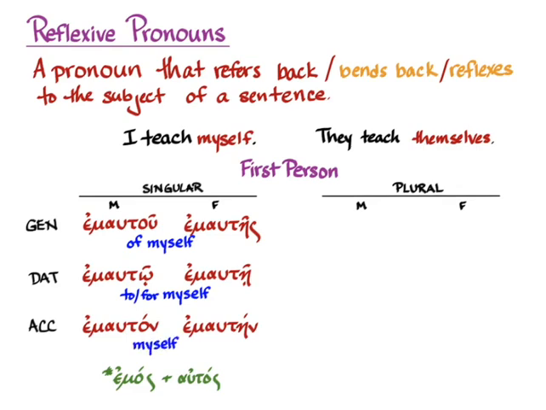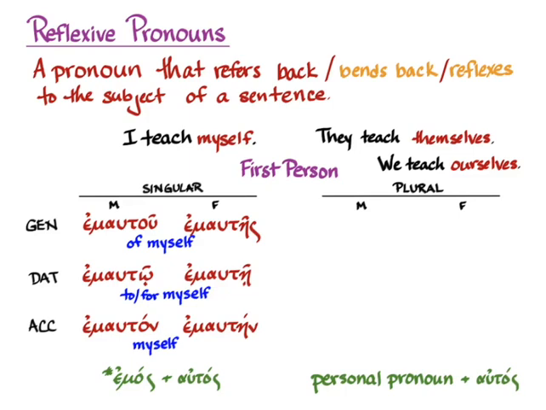Now let's start thinking about the plural. So here what we're trying to do is correct, we can't say we teach us, we have to say we teach ourselves. So now we're going to learn the words for ourselves. And Greek in the plural for reflexive pronouns doesn't use just one word. They use the personal pronoun that you learned in section 118 plus autos as a separate word.